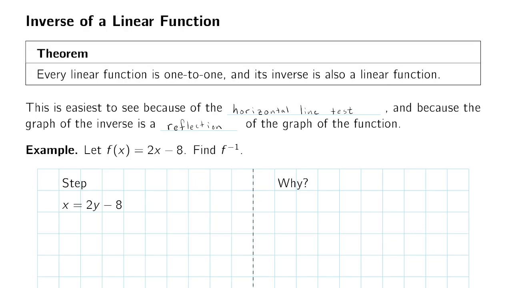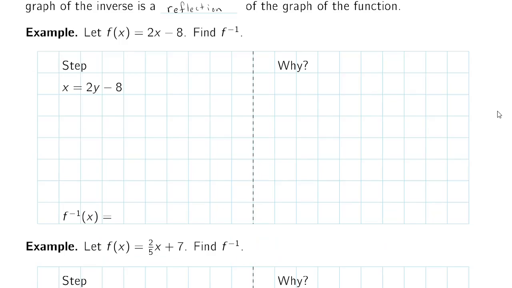So let's see an example where we have to find the inverse of a linear function. As always in finding the inverse, our first move is that swap x and y move. Right, so f of x is something in x. We write x is that thing in y. And then I'm going to swap the order because I want y to be on the right. So I've got 2y minus 8 is x. And here I'm using the fact that equality is symmetric.